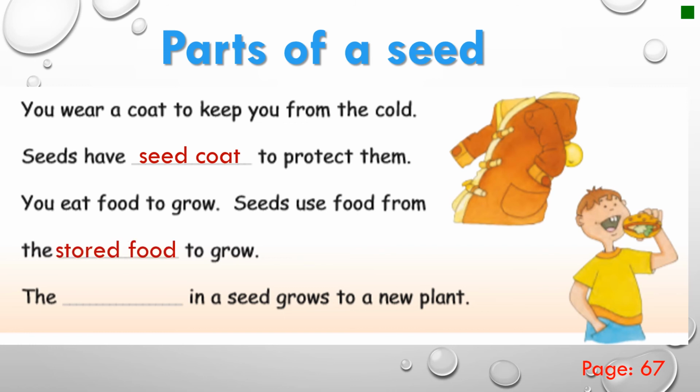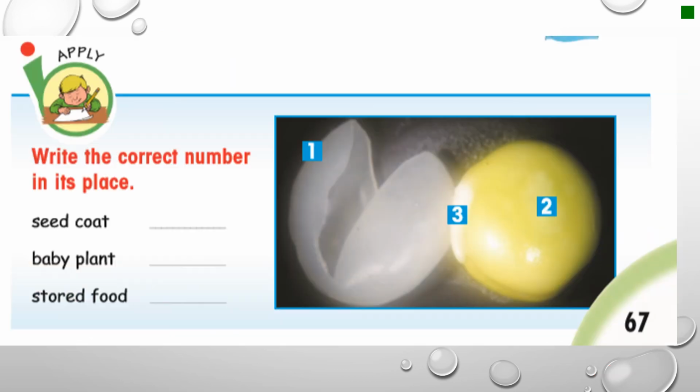Excellent. The last part, the blank in a seed grows to a new plant. Which part grows into a new plant? The baby plant. Excellent, guys. So don't forget, the seed has three parts: seed coat to protect the seed from any damage, stored food to allow the baby plant to grow. It must take the food from stored food, and the baby plant will grow into a new plant.